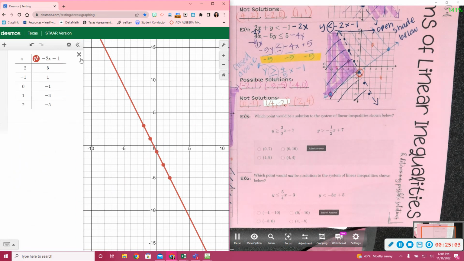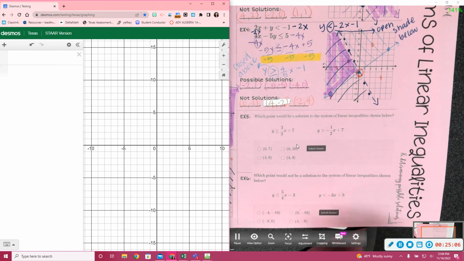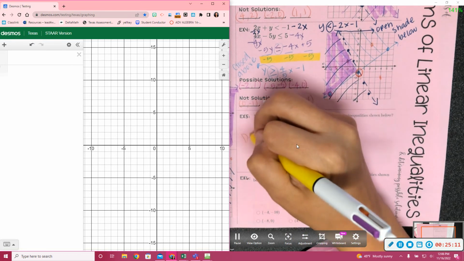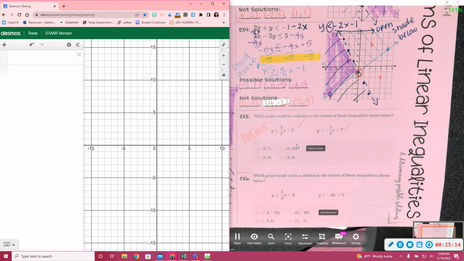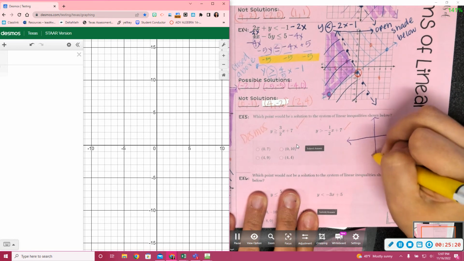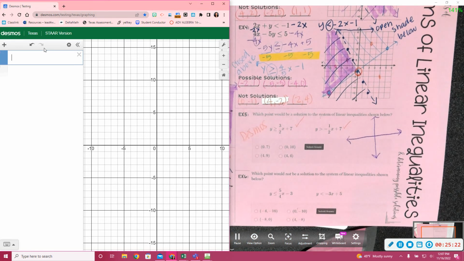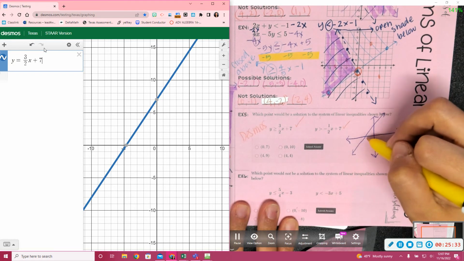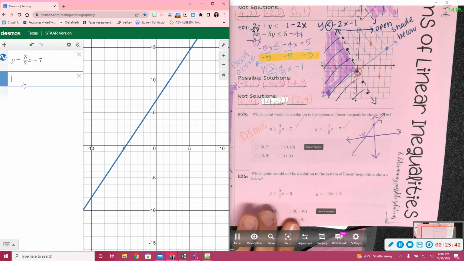And for the final ones, which point would be a solution of a linear inequality shown below? They are already in slope-intercept form, so we can use Desmos to figure this out. All we're going to do over here is draw a quick sketch once we get it. So the first one, y equals 3/2 x plus 7. It's a line that looks something like this. We're at 7 up here, and close to 5 over here, approximately. It's a quick sketch.